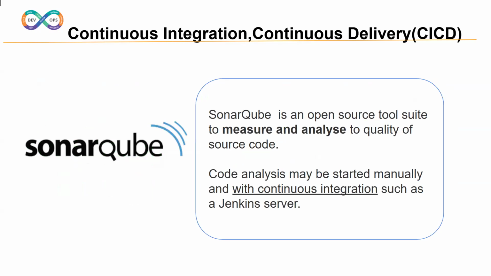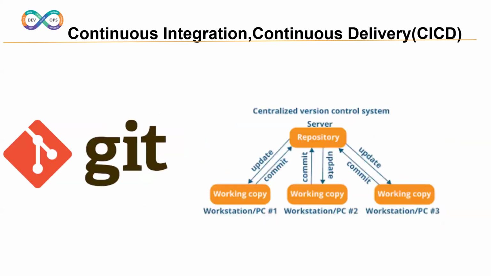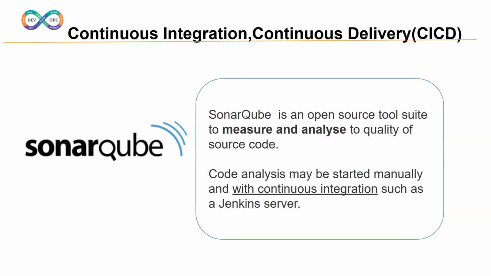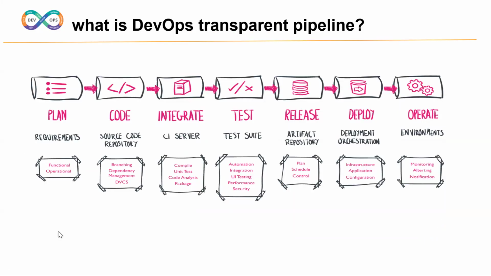And what is SonarQube? SonarQube is a code analyzer. Whether the developers are following standards or not, whether they are using the right functions or not, SonarQube will analyze it. So by using Git, Maven, Jenkins, JFrog and SonarQube, we are going to implement our automated CI/CD process: continuous integration, making working software, and continuous delivery.